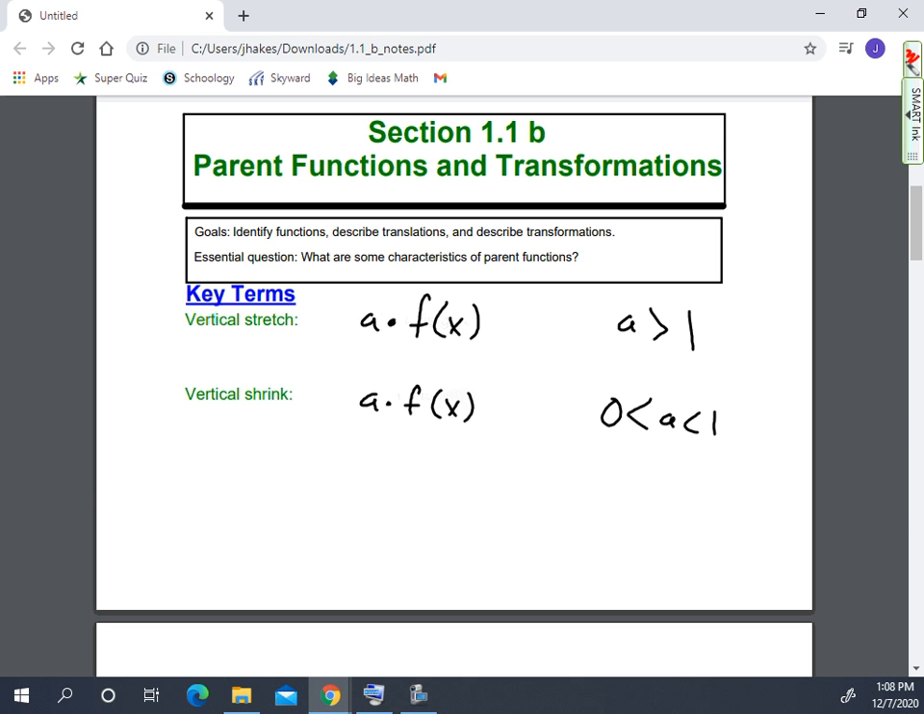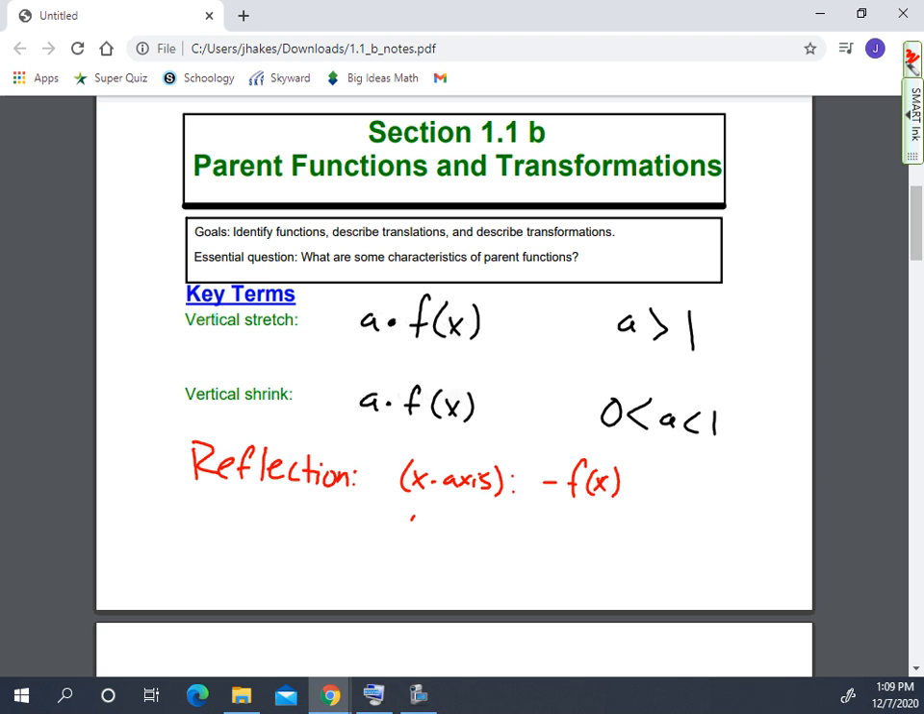Another term that I want you to add is reflection. When it comes to reflection, there's 2 types of reflections. You can have reflection over the x-axis when we're dealing with functions. So reflection over the x-axis, what does that look like? That's going to be a negative function. So it's going to make a negative f of x. That would be a reflection over the x-axis.